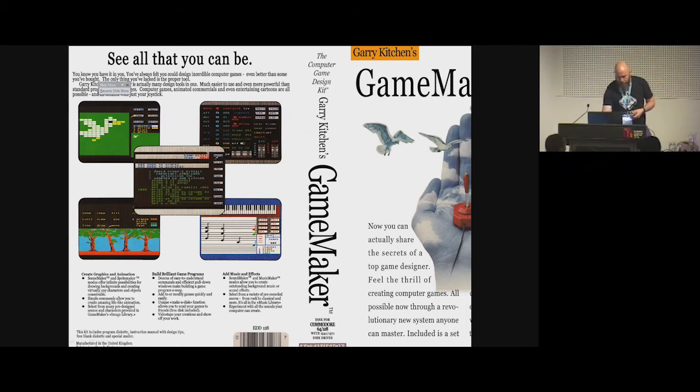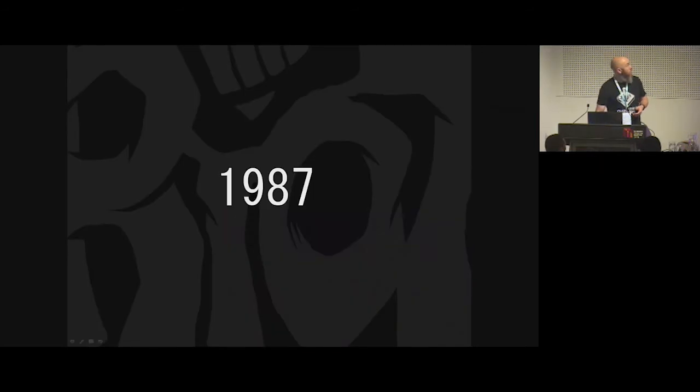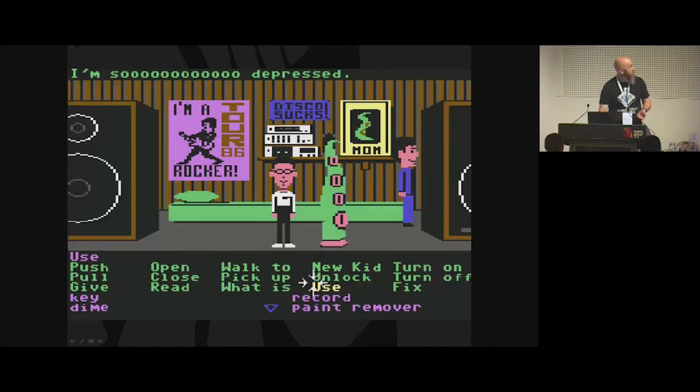So, next, 1987. 68030 was released, the Mac II and SE were released, Amiga 500 and 2000 were released, Acorn Archimedes was released, MS-DOS 3.3 and Windows 2 were released. And this one. Maniac Mansion.